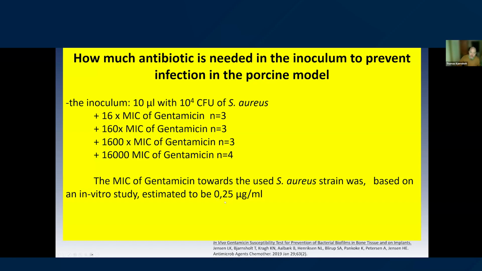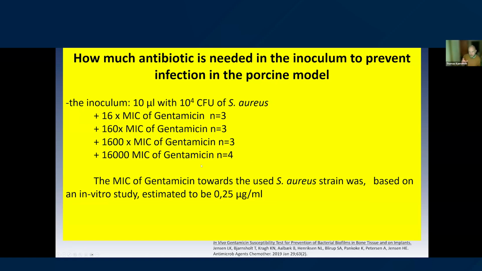Louise has developed a pig model for implant-related infections, where they drill a hole in the tibia of a pig, insert a steel implant, and then add bacteria to mimic an infection. In this particular study, Louise mixed Staphylococcus aureus on the lab bench together with increasing amounts of gentamicin, from 16 times MIC to 16,000 times MIC.